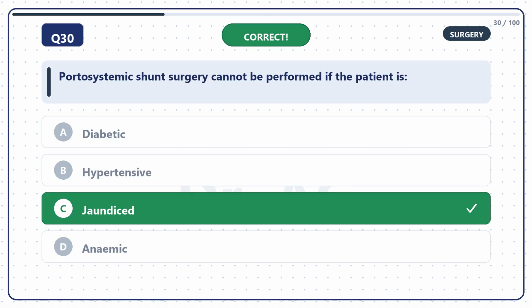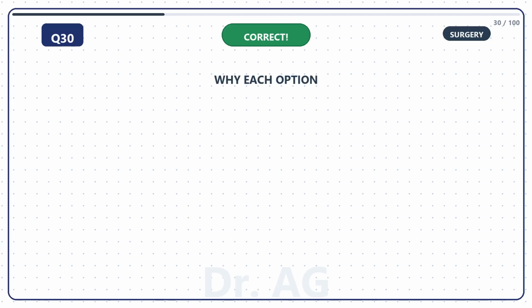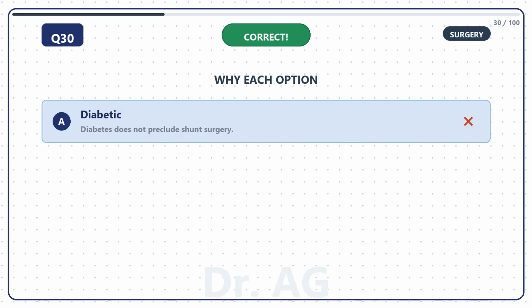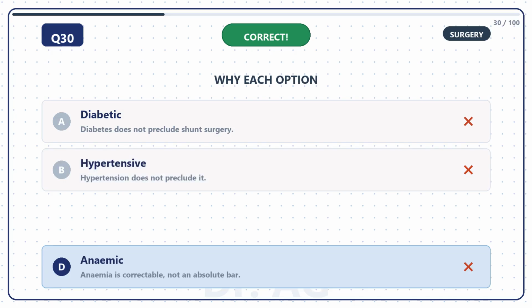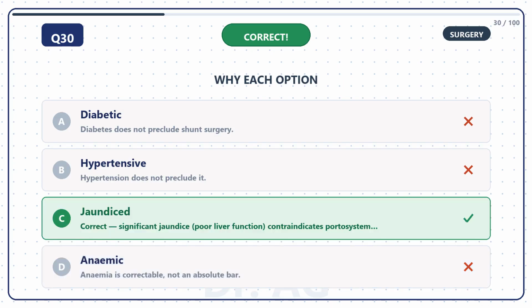The correct answer is option C. Jaundiced. Let's go through the options. Diabetic. Diabetes does not preclude shunt surgery. Hypertensive. Hypertension does not preclude it. Anemic. Anemia is correctable, not an absolute bar. And the correct answer is jaundiced. Correct. Significant jaundice, poor liver function, contraindicates portosystemic shunt surgery. So, the right answer is option C. Jaundiced.